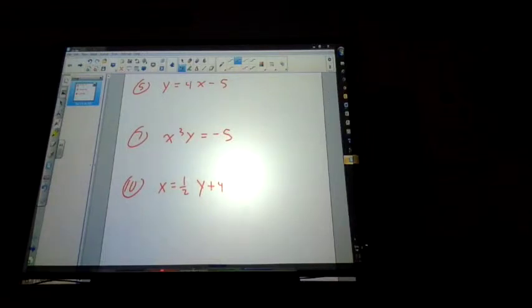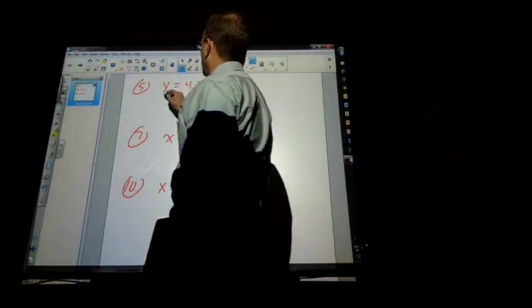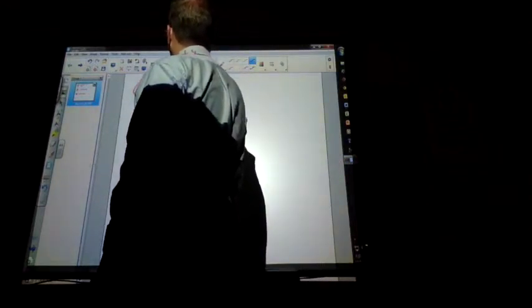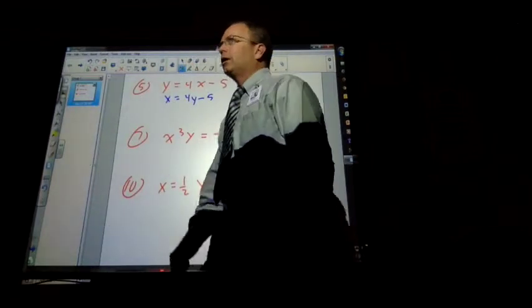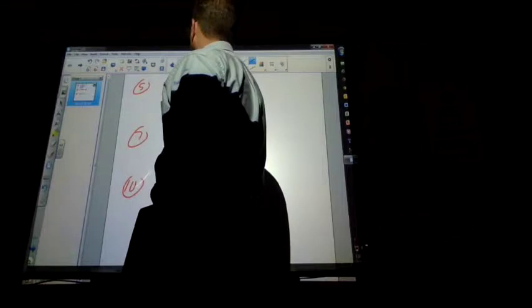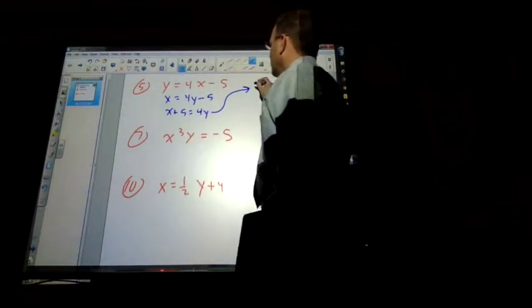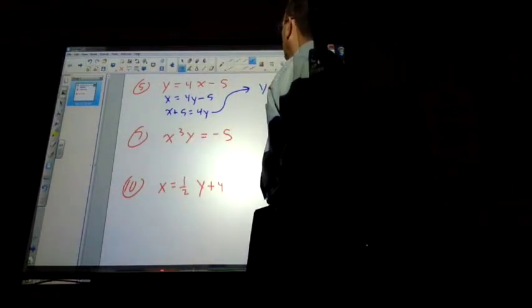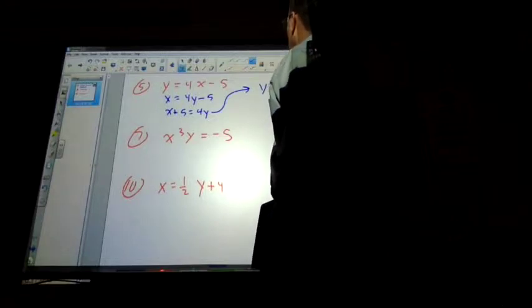So what was the first thing we had to do in order to start finding the inverse of the relation? Switch what? Yeah, x and y. Switch x and y. So the first one's pretty simple. Switch x and y. Theoretically, that's the inverse, but then they want you to solve for y. So that's going to be y equals x plus 5 over 4.